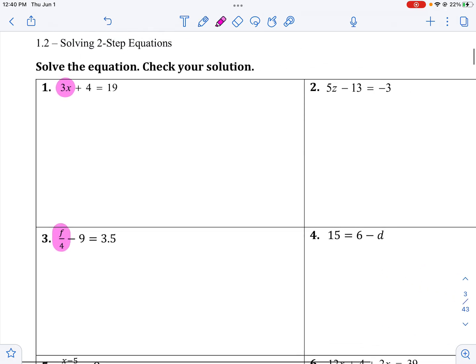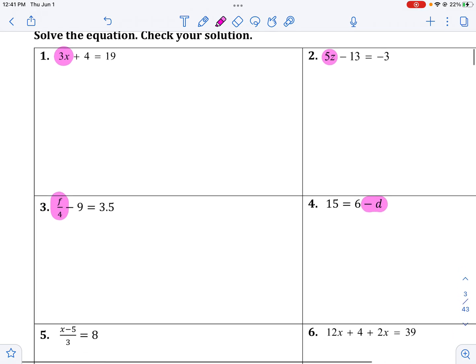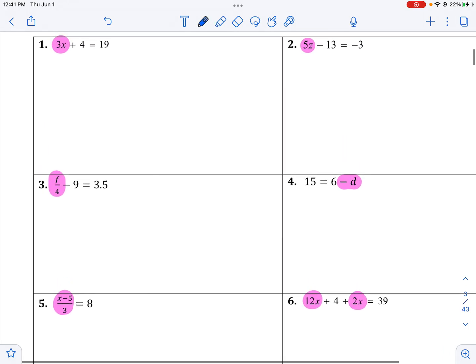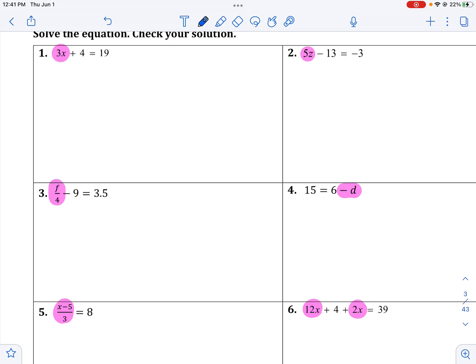That variable, if it is a two-step problem, is going to be connected to at least one other number, and I cannot break that variable term apart until I've gotten it isolated on one side of the equation.